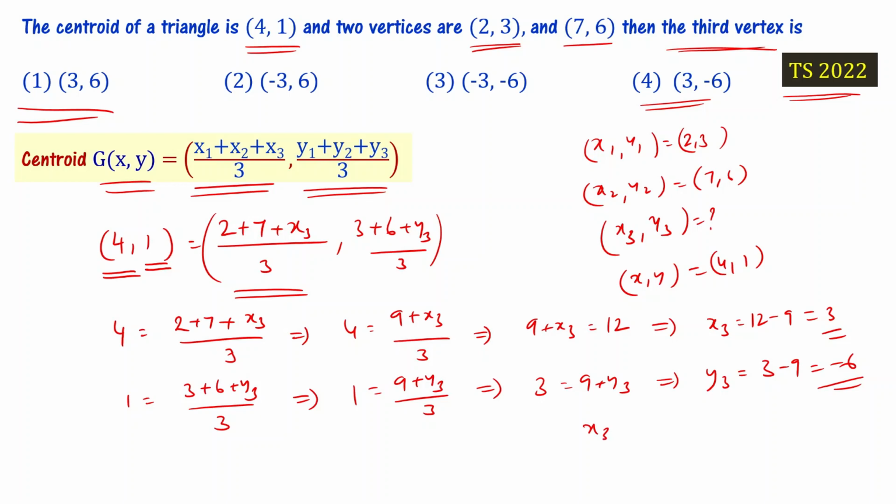So (x3, y3) is (3, minus 6). Where is (3, minus 6)? It is choice 4. So choice 4 is the right answer. Understood?